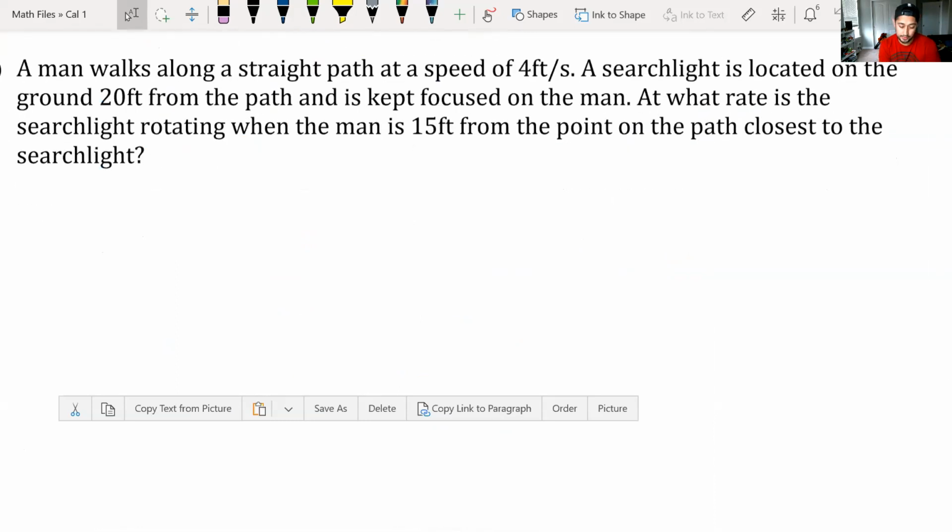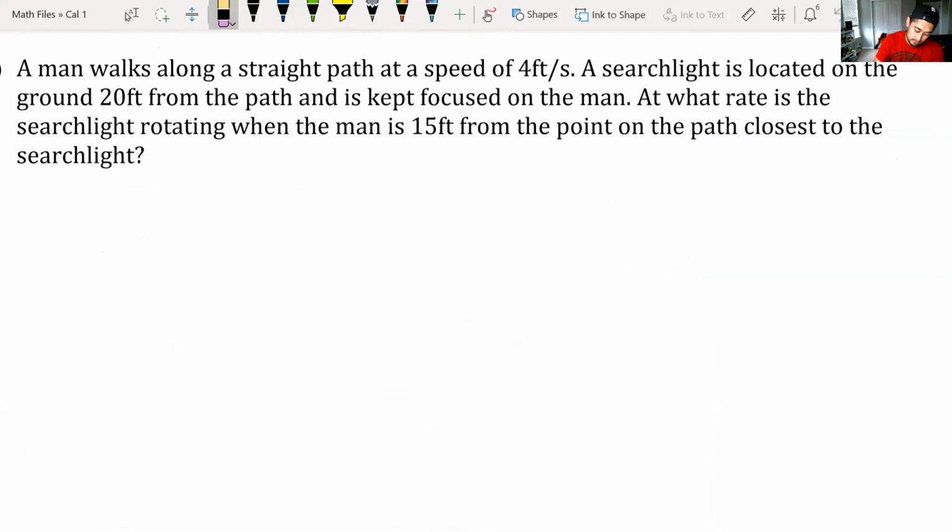Okay, last one. A man walks along a straight path at a speed of 4 feet per second. A searchlight is located on the ground 20 feet from the path and is kept focused on the man. At what rate is the searchlight rotating when the man is 15 feet from the point on the path closest to the searchlight? Okay. Oh, well, who cares, right? Well, we do, so let's solve it.